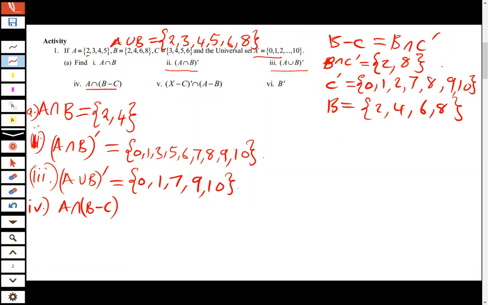And then apart from that, let us now intersect this with A. The answer that we have found is simply just 2, 8. So we find the common elements between A and {2, 8}. So let me put A here. A is simply just 2, 3.